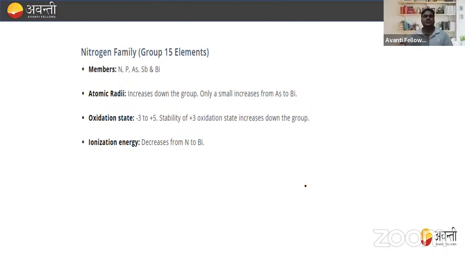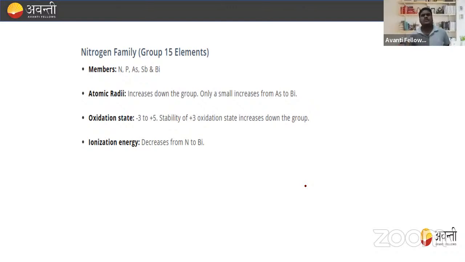But when you move from As to Bi, there is a very small increase in size, almost remaining constant. Now, what oxidation states do the group 15 elements show? They have two options. Either they accept three electrons to complete the octet, so they show the -3 oxidation state, or they can form five bonds, except nitrogen, so they also show +5 stability.